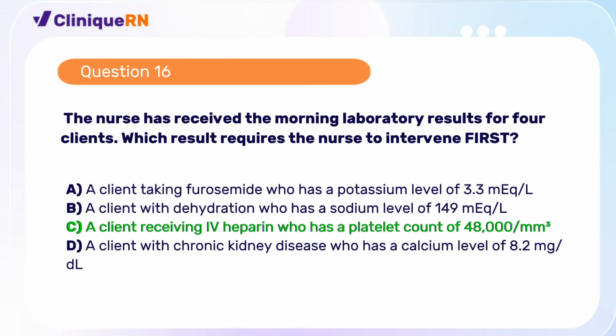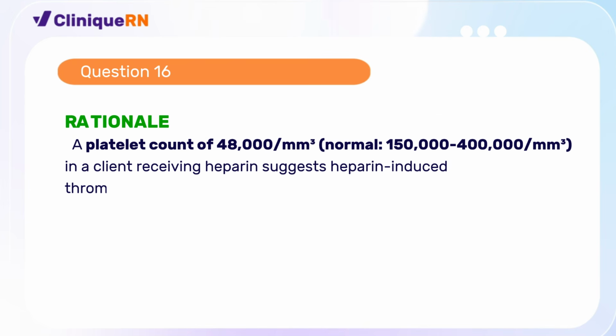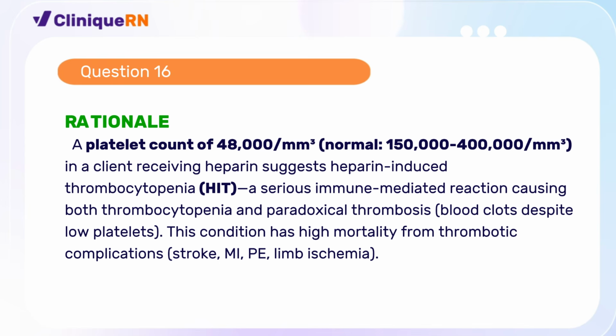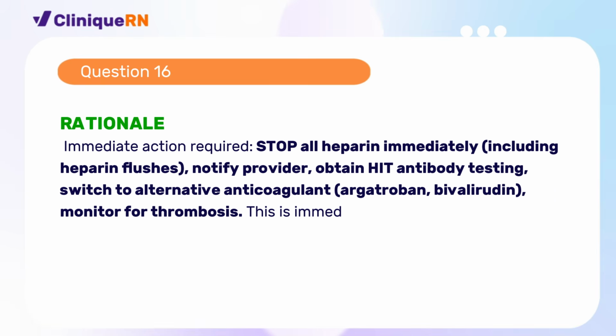The correct answer is C. A client receiving IV heparin who has a platelet count of 48,000 per cubic millimeter. Rationale: A platelet count of 48,000 per cubic millimeter in a client receiving heparin suggests heparin-induced thrombocytopenia, or HIT, a serious immune-mediated reaction causing both thrombocytopenia and paradoxical thrombosis, blood clots despite low platelets. This is immediately life-threatening. Immediate action required. Stop all heparin immediately, including heparin flushes.